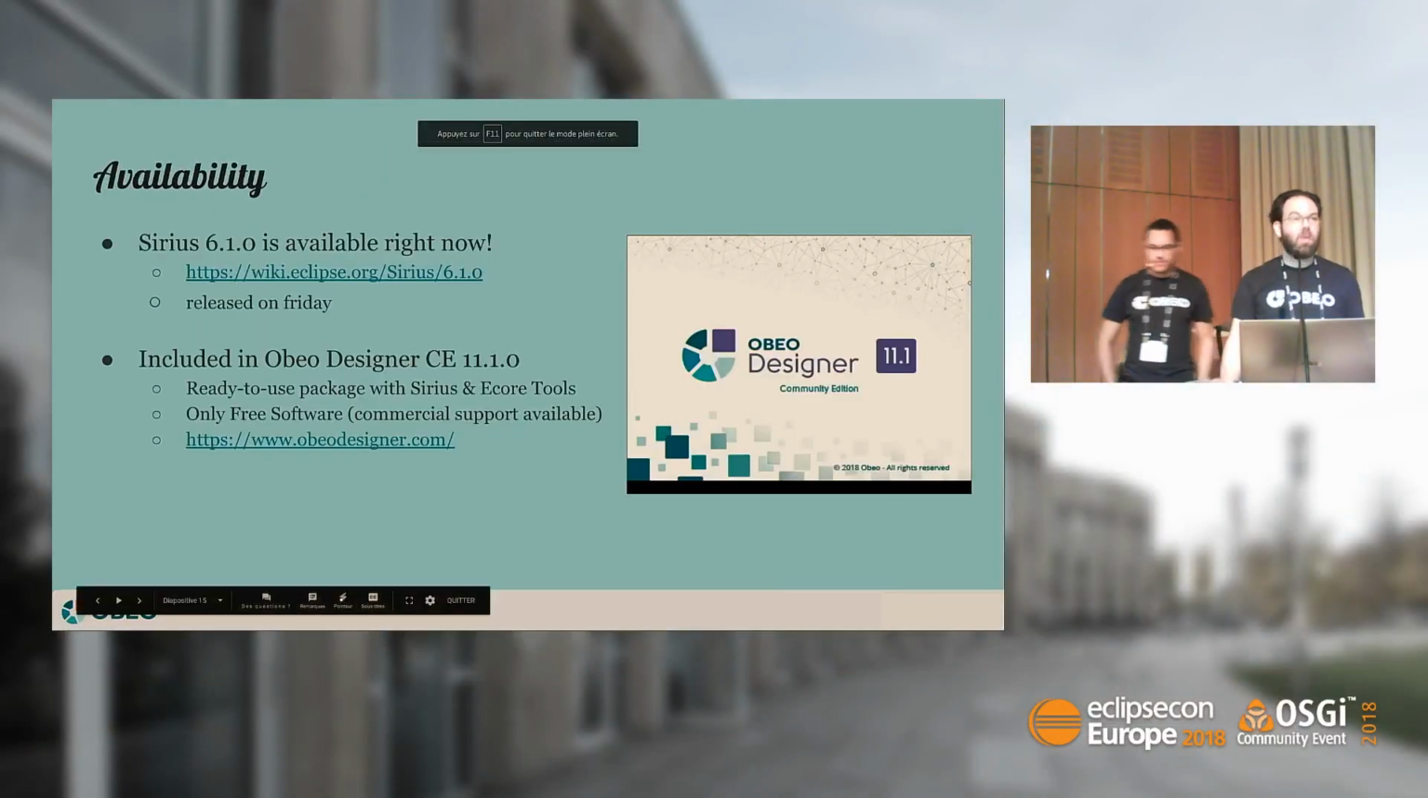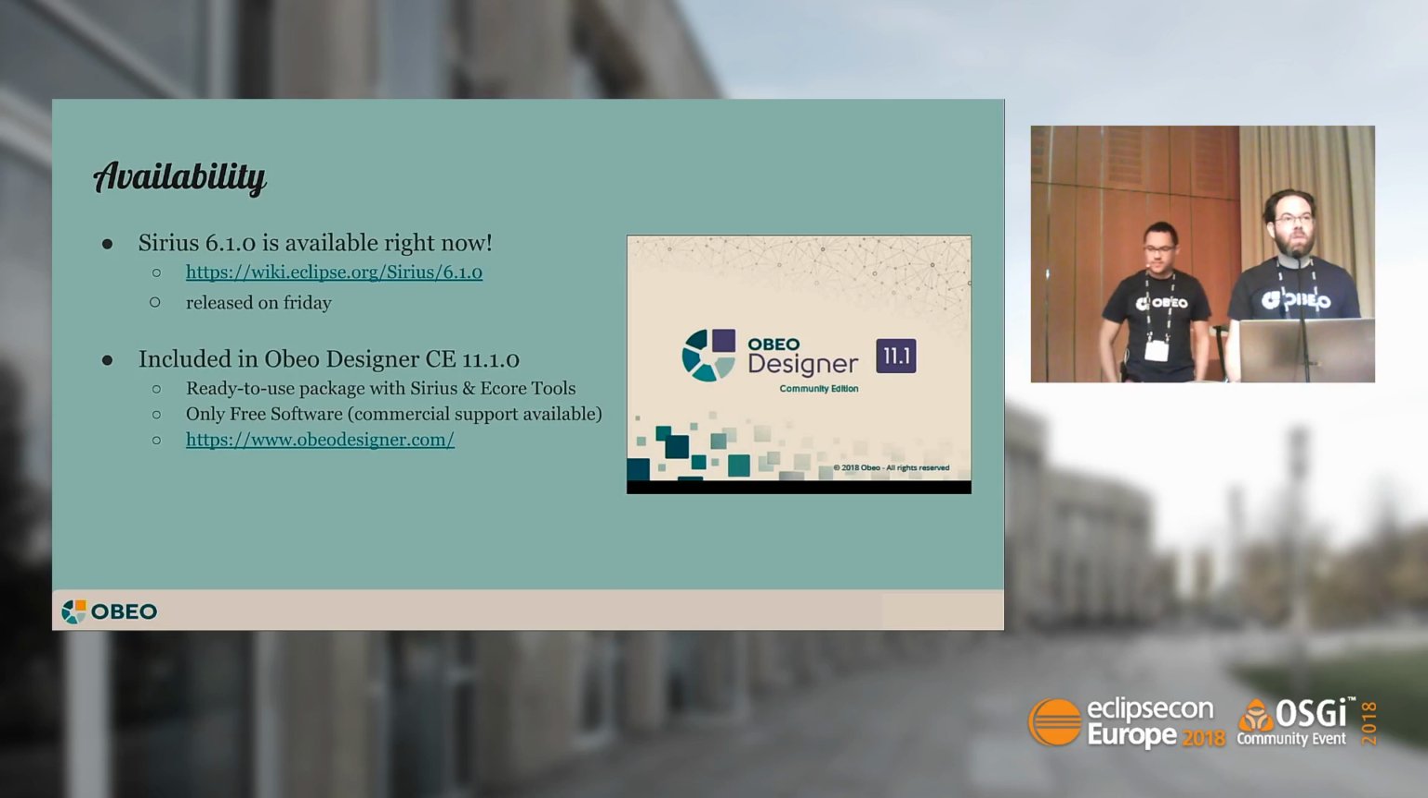So all of this is available right now. We've just released Sirius 6.1 last Friday. It's available on the Eclipse website. You can go to the wiki to get the actual details about the update site. And this is also included in the Obeo Designer Community Edition 11.1.0, which has been released on Monday, I believe. So it's ready to use right now. Obeo Designer Community Edition is a free package which contains only open source software. It's a packaging of Sirius with everything you need to get started using it. No need to go and try to install some stuff from the update site at Eclipse.